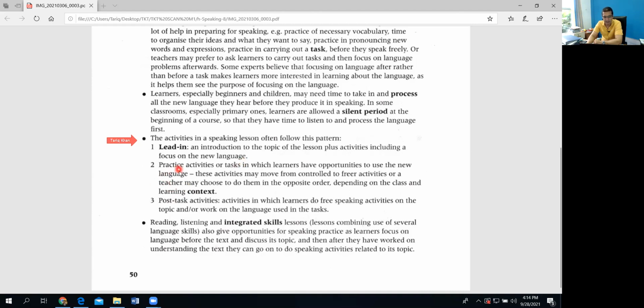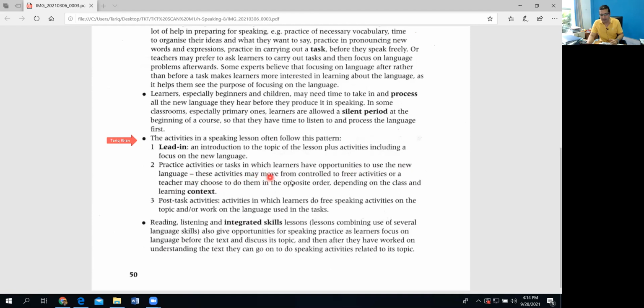Before starting the task. Practice activities are tasks in which learners have opportunities to use the new language. These activities may move from control to freer activities, or the teacher may choose to do them in the opposite order, depending on the class and the learning context. Now try to understand this point. Here they say, practice activities. Lead-in is done before the main. Now when we started teaching them the language, what happens in that? Learners have opportunity to use the new language. Why? Because it's a language class, they have to learn new language.